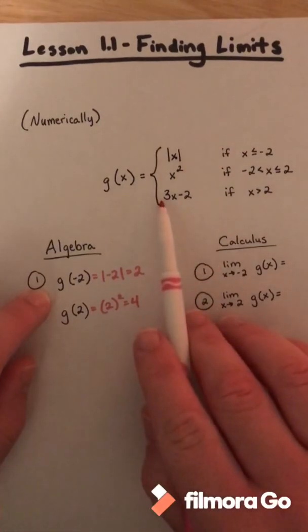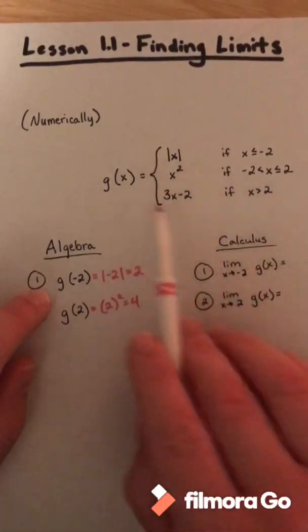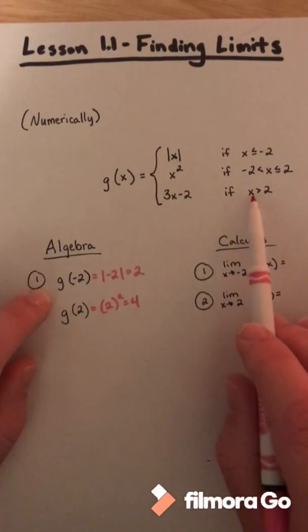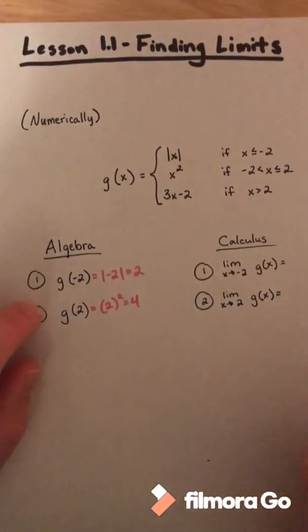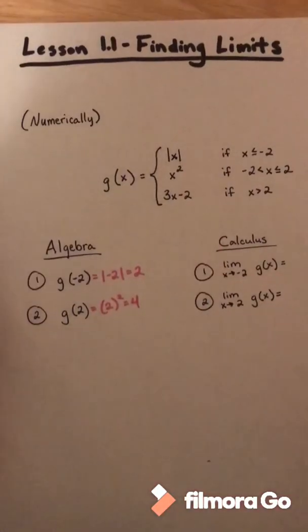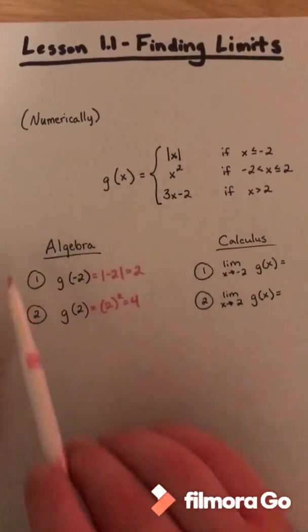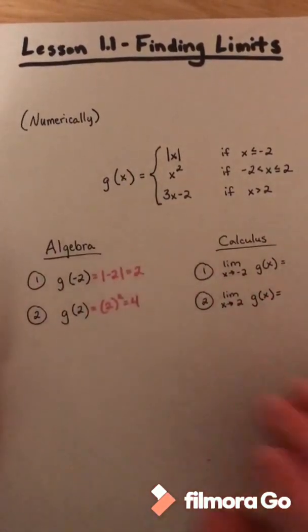The only reason I would use the bottom one, the 3x minus 2, would be if I was using an x greater than 2. Since I didn't use an x greater than 2, I didn't have to plug into the bottom one. Now, I'm going to switch over and look at some calculus. Again, these were just plugging into the function, got that down.